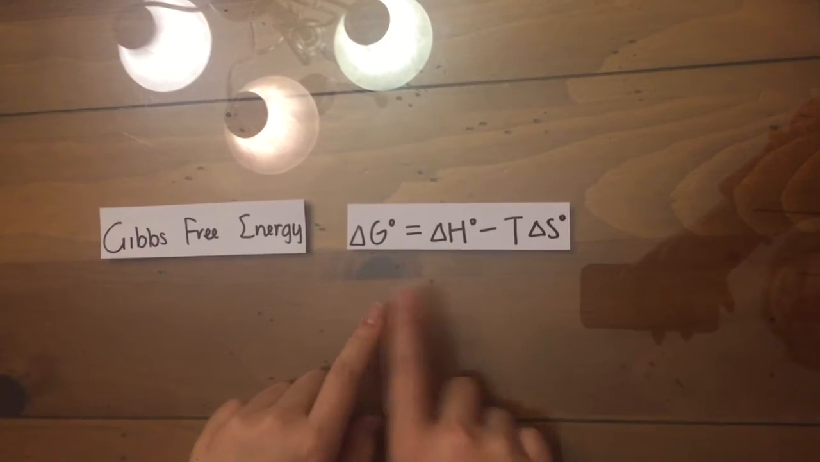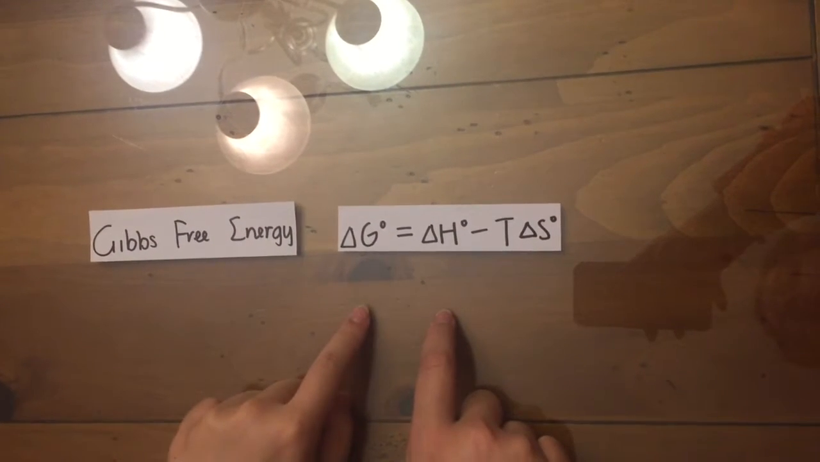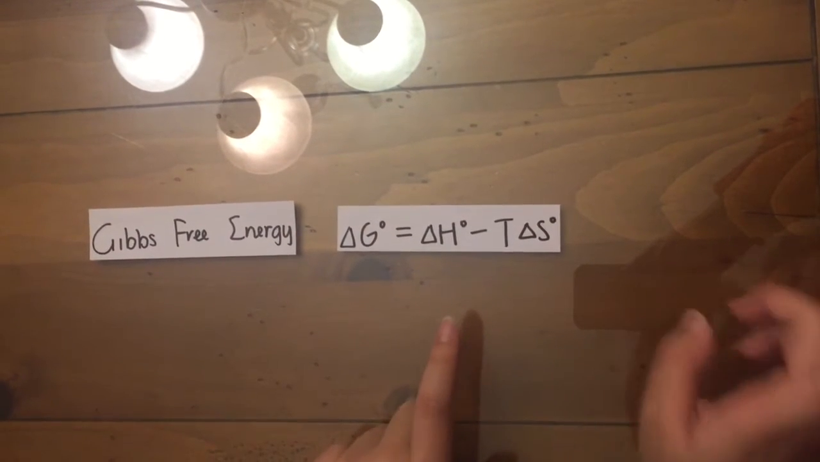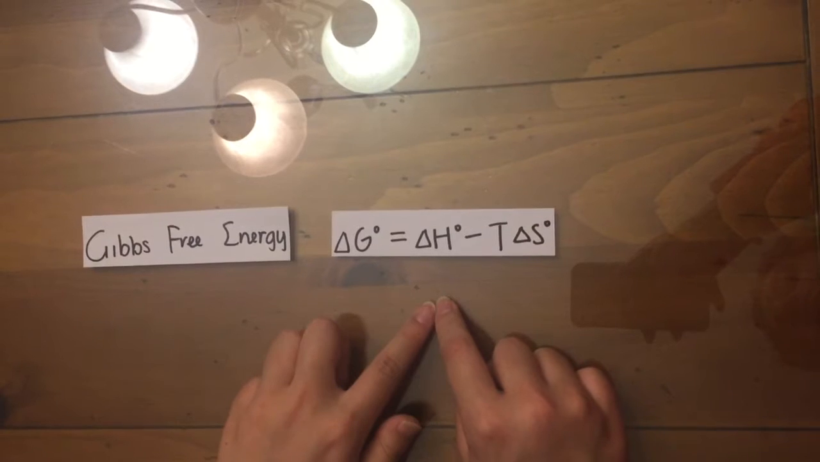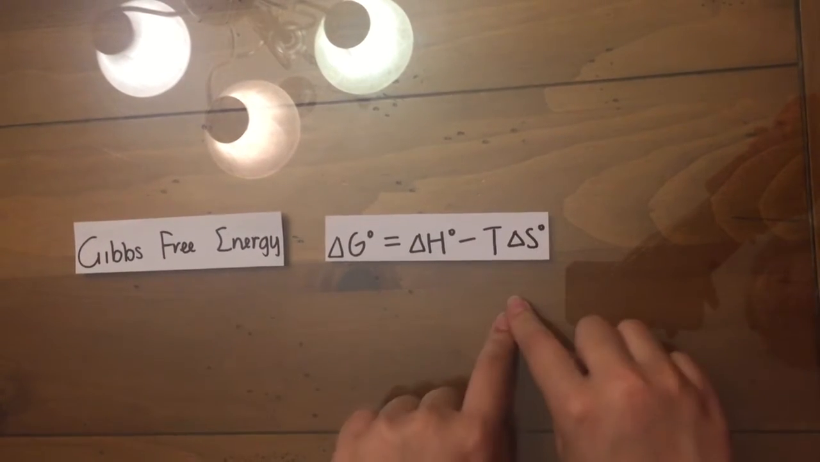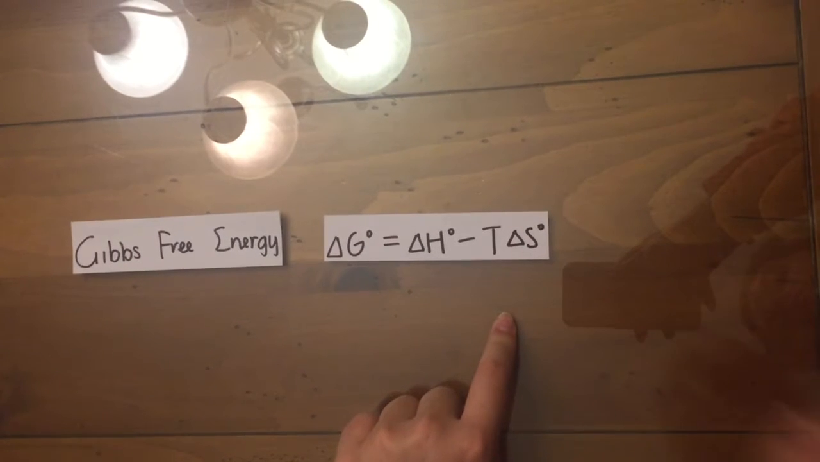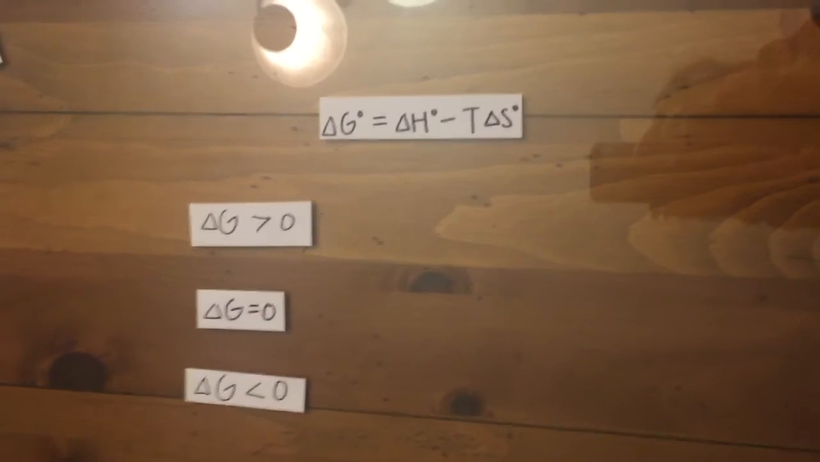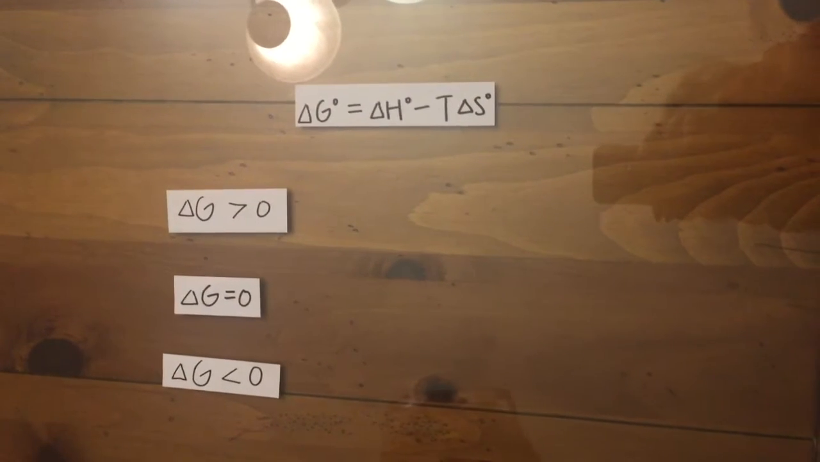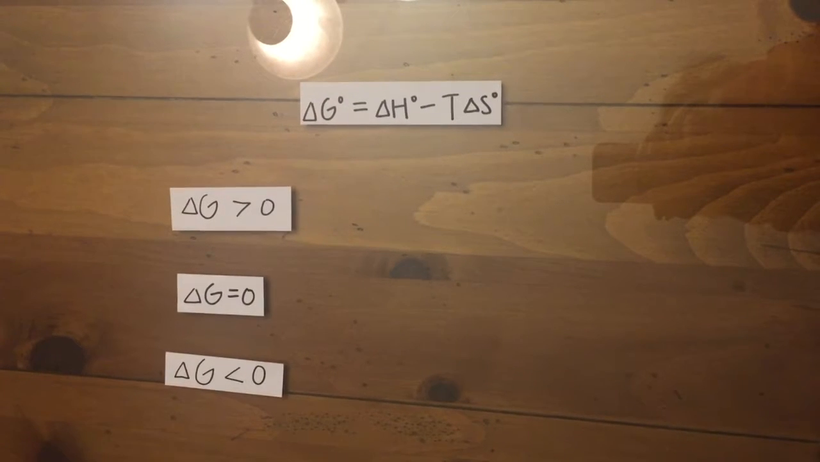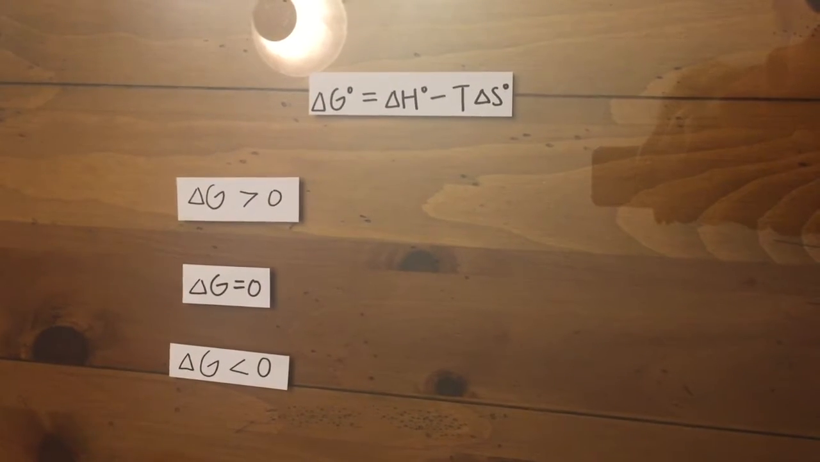This equation states that Gibbs free energy change can be calculated by using the enthalpy change of the equation minus the temperature times the entropy change of the equation. We can determine whether the reaction is spontaneous or not just by looking at the sign of the free energy.